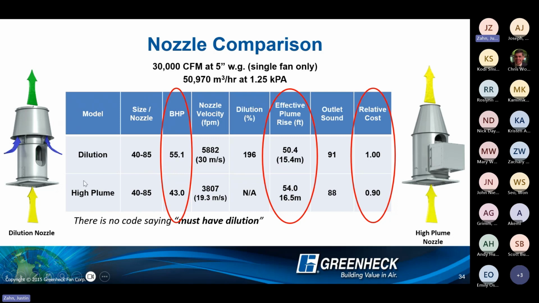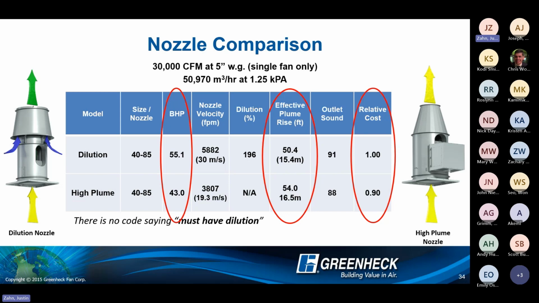We selected a fan at 30,000 CFM up to about 5 inches of pressure. The dilution came back. We're going to start with the brake horsepower here. Because you are entraining more outside air, so you're moving more air through that system, your brake horsepower does go up. So in this particular case, the brake horsepower was at 55.1 compared to the high plume offering, which was at 43.0. That is a significant difference.